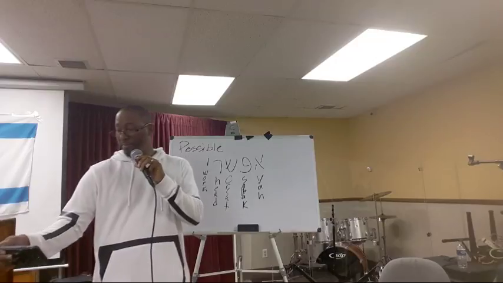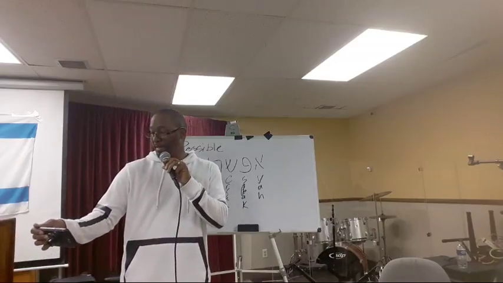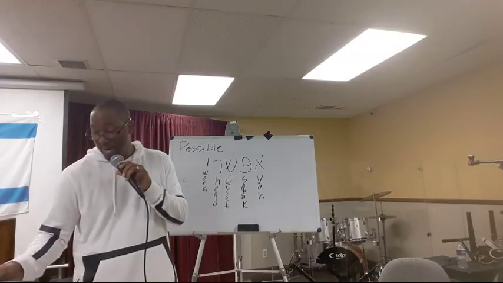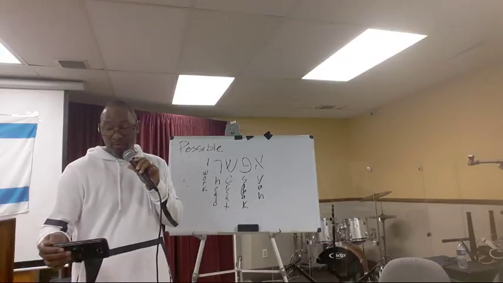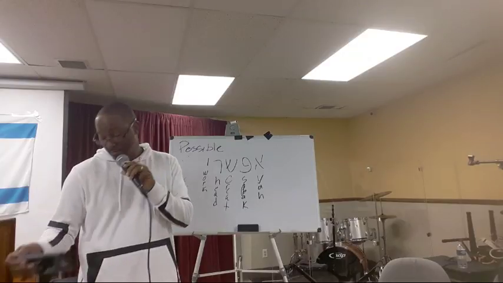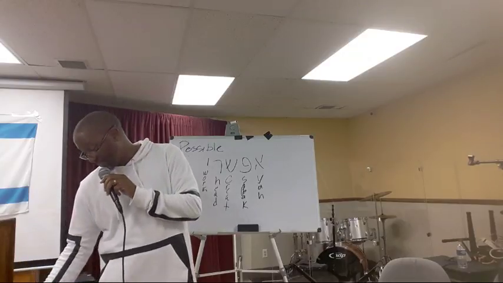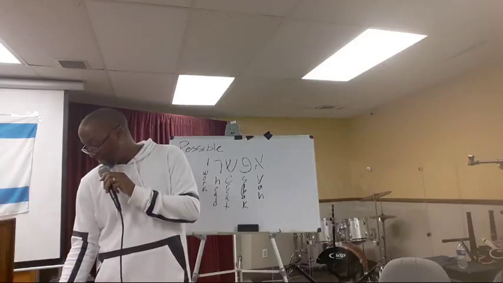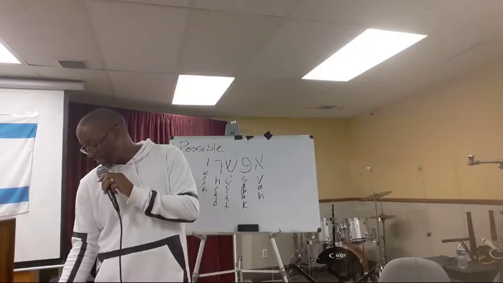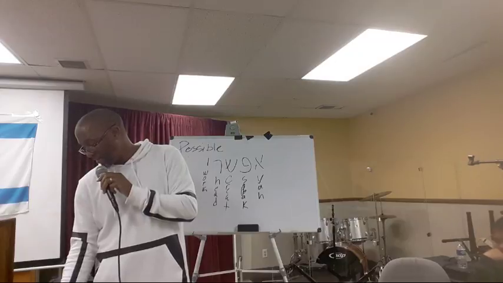But Yeshua beheld them and said unto them, with man this is impossible, but with Yah all things are possible. Jeremiah 32:27.